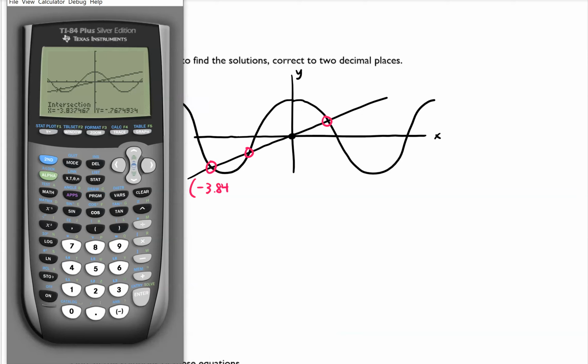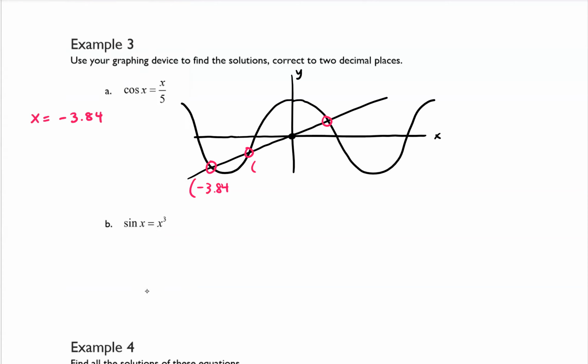And then let's see if we can do that again. I want to move over to the middle intersection point. That's over here, and I'm going to press enter. And okay, great. So it calculated it for us, and the x coordinate for that middle intersection point is negative 1.98. So I'm going to come back over here and write negative 1.98 right there.